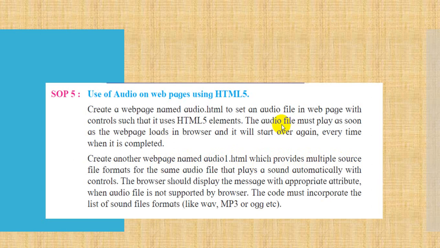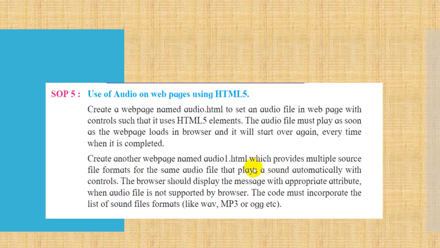Now listen, in the first HTML file, we added a single audio tag and used the src attribute to insert that file. But in the second case, we have to create audio1.html, which provides multiple source file formats. That means we have to add multiple files. Are you getting my point?